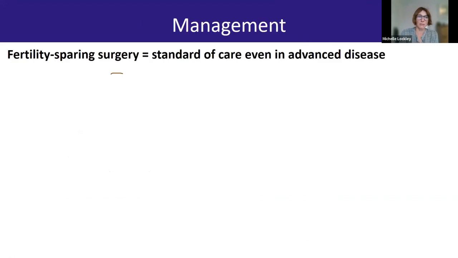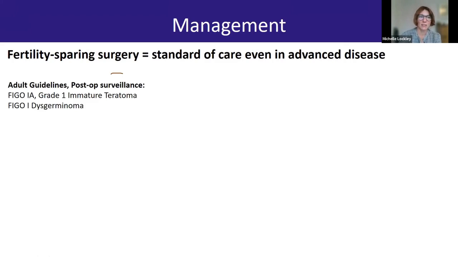Okay, so it's occurring in young women, they're very curable, the disease is localized, and fertility-sparing surgery is the standard of care, full stop, everyone agrees, and that's even the case in advanced disease. And the reason it's the case in advanced disease is because they're also extremely chemotherapy sensitive. So nearly everyone just needs one ovary taken out.